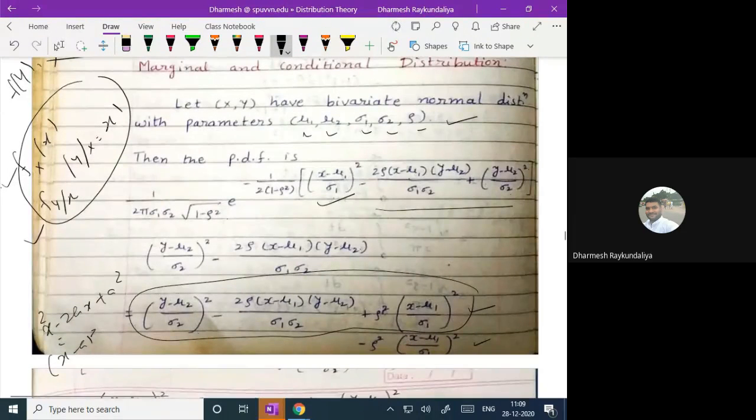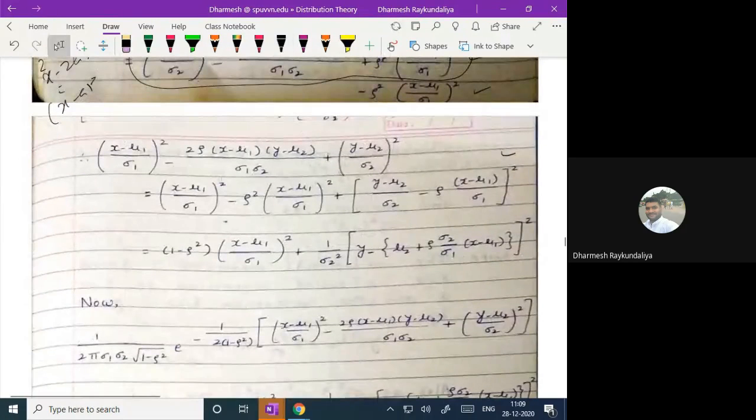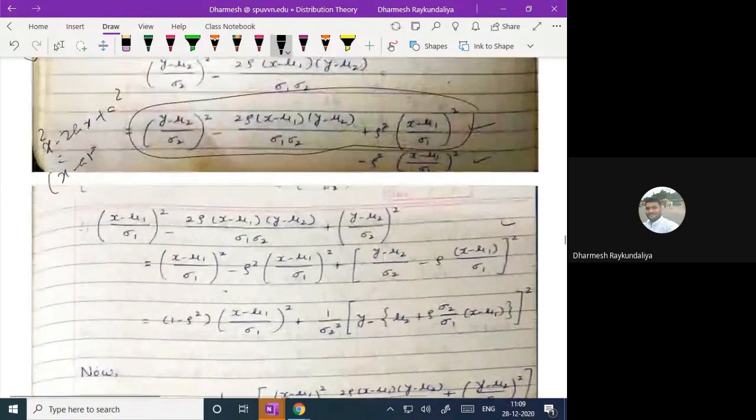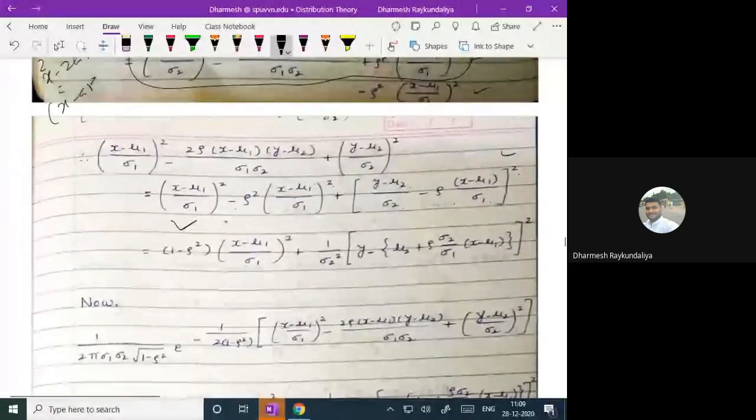This term is here. So this is nothing but (x minus mu1)/sigma square. Okay, so what I will do here, I have subtracted this part. So this quantity I am writing minus rho square (x minus mu1 upon sigma 1) square, and by this I am substituting this. So that is nothing but (y minus mu2 upon sigma 2 minus rho (x minus mu1) upon sigma 1) whole square. Okay, so this quantity is constant, so I will take it outside.